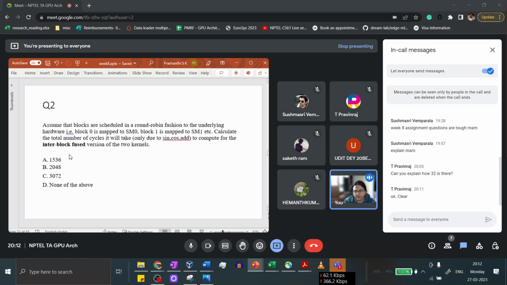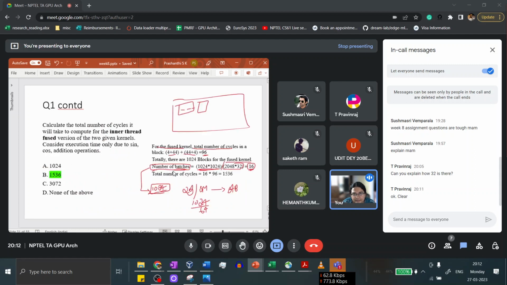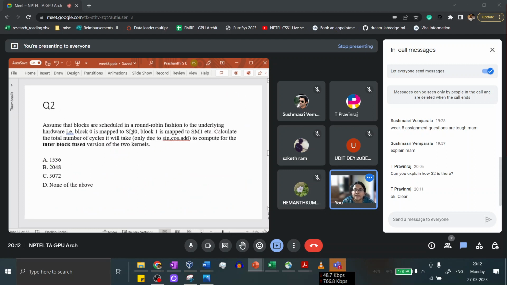Question 2 uses the same data, right? So remember these things: 32 SMs, 2048 threads per SM, the same two kernels with launch parameters of 1024, 1024. Now make the assumption that blocks are scheduled in a round robin fashion to the underlying hardware: block 0 to SM0, block 1 to SM1. Calculate the total number of cycles, again only due to these three operations, for the inter-block fused version of the two kernels. And again you have three options.